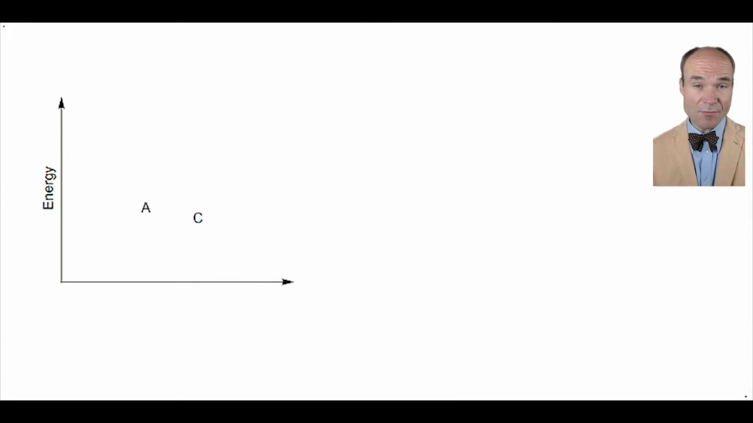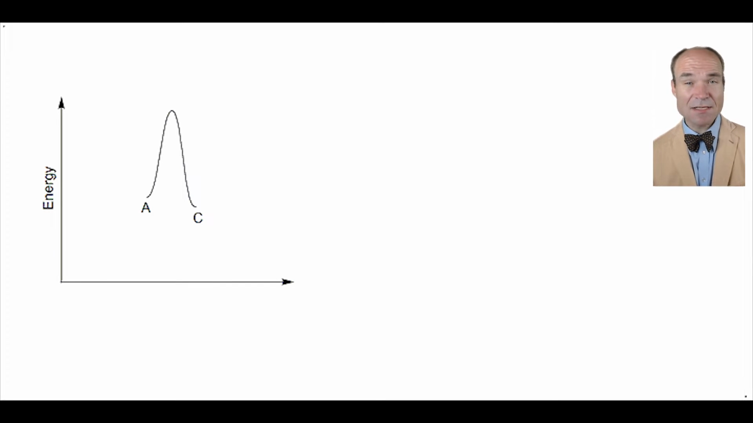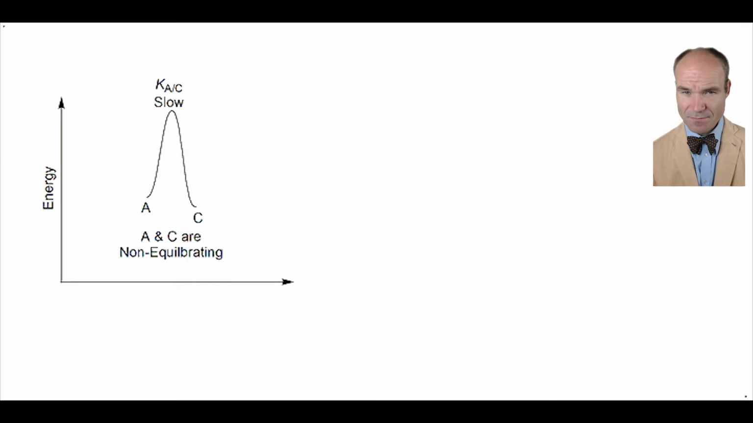We start with reactants, reactive intermediates A and C. The interconversion in this case has a comparatively very high activation energy, so the rate is comparatively slow. Practically, the reactants are non-equilibrating. So, this does not follow the Curtin-Hammett principle.